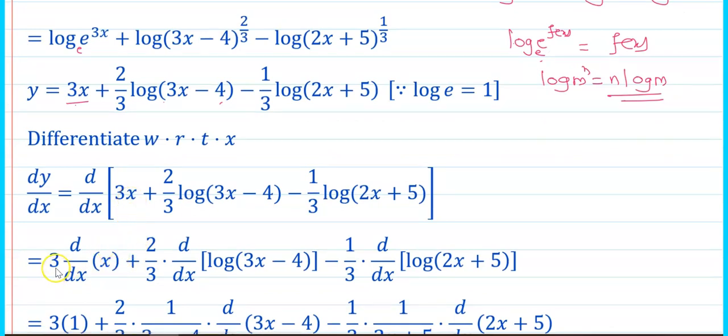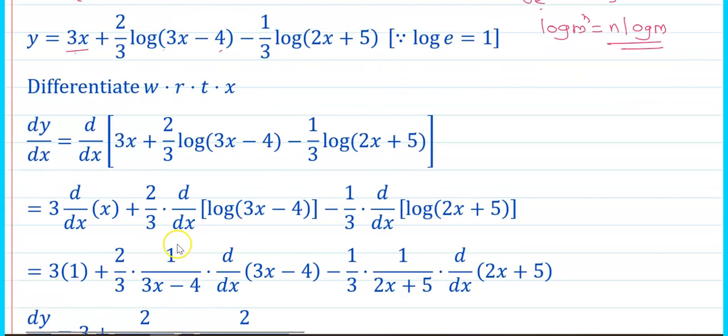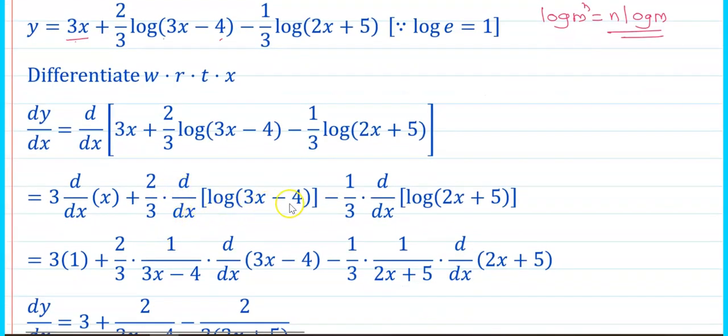3 is a constant multiplier, so we take that 3 outside. And the derivative of x is 1. Next, 2 by 3 d/dx of log of 3x minus 4. What is the derivative of log of x? It is 1 upon x. Again 1 upon 3x minus 4 into d/dx of the composite.